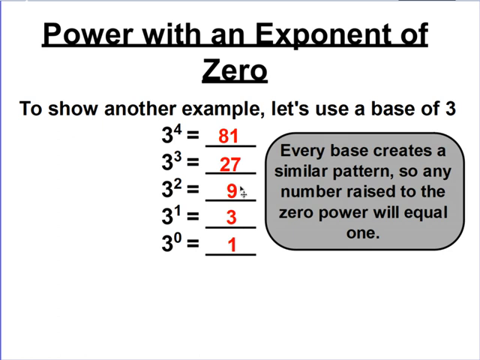27 divided by 3 is 9. 9 divided by 3 is 3. 3 divided by 3 then would actually equal 1. So it leads you to the same answer here for a 0 power. If you noticed, the number you divide by for the answers is always going to be the base. If you divide by the base, that's how you get the pattern.